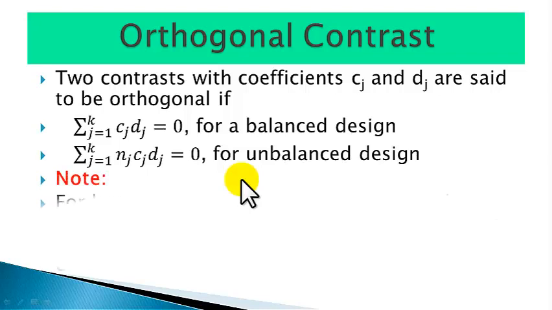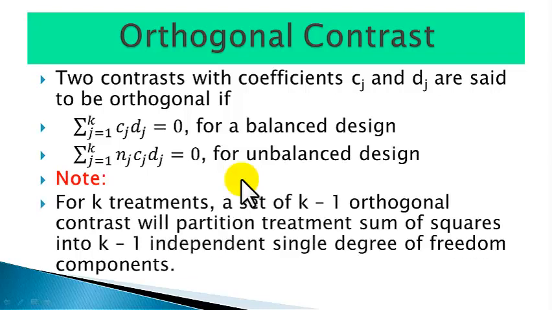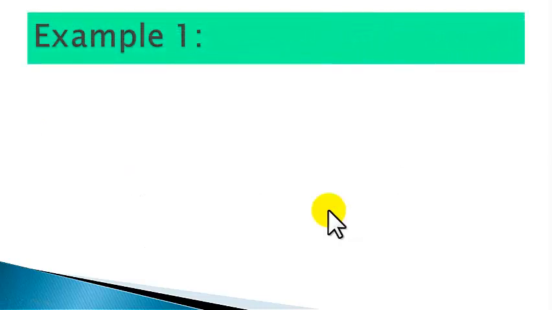Note, for k treatments, a set of k minus 1 orthogonal contrasts will partition the treatment sum of squares into k minus 1 independent single degrees of freedom components. Example 1.